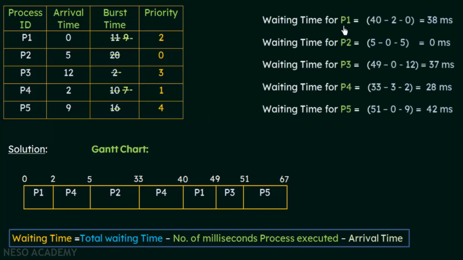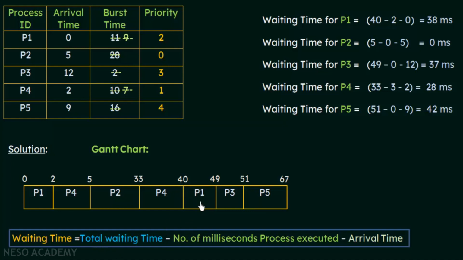So the waiting time for process P1 will be the total waiting time of P1. What is the total waiting time for P1? So to see the total waiting time, what you have to do is look at the Gantt chart and see where P1 occurred the latest. So P1 occurred latest over here. This was the last occurrence of P1. So what is the waiting time for P1 during its last occurrence? It was 40. It got the CPU at the 40th millisecond.